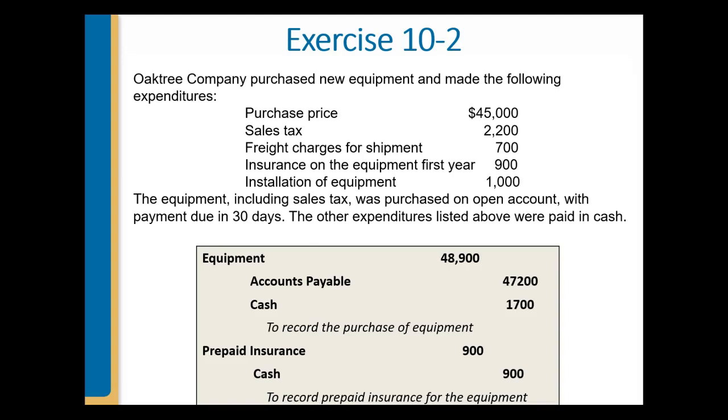$48,900, a credit to accounts payable for $47,200, which is the purchase price along with the sales tax, and a credit to cash of $1,700, which would include the freight charge and the installation of the equipment. The prepaid insurance would be an asset of $900, and we would credit cash for that $900.